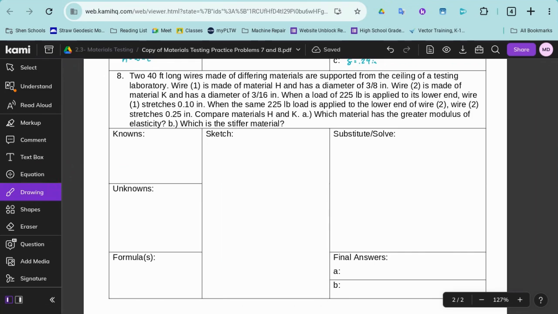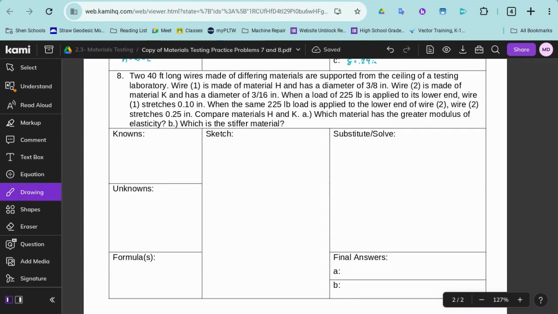Now, for problem number 8, we have two 40-foot long wires made of differing materials that are supported from the ceiling of a testing lab. Wire 1 is made of material H and has a diameter of 3/8 of an inch. Wire 2 is made of material K and has a diameter of 3/16 of an inch. When a load of 225 pounds is applied to its lower end, wire 1 stretches 0.1 inches. When the same load is applied to the end of wire 2, it stretches 0.25 inches.